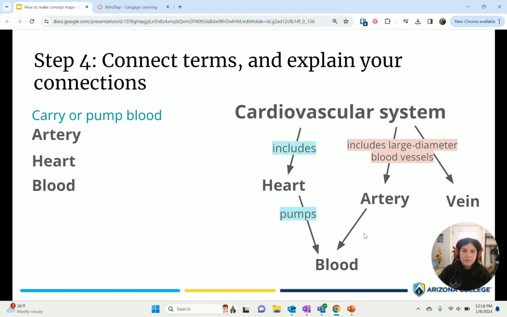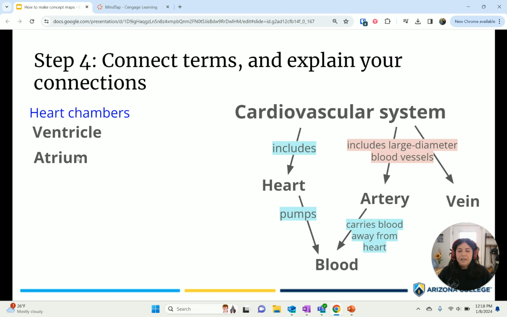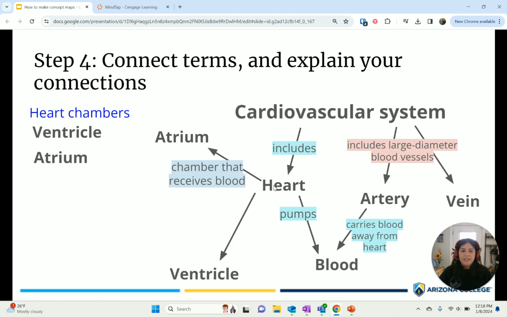So we're going to say artery carries blood away from the heart. That's why there's a connection between artery and blood. And then finally, our last grouping, which was heart chambers, ventricle, and atrium. So coming off from heart, I'm going to draw a connection to atrium and say chamber that receives the blood. And then coming off from heart, I'm going to say ventricle is the chamber that pumps out the blood.